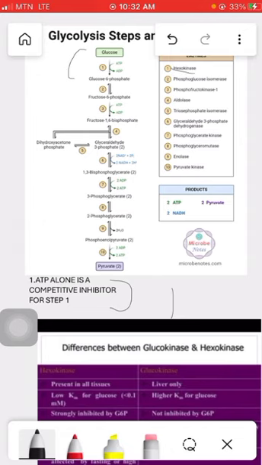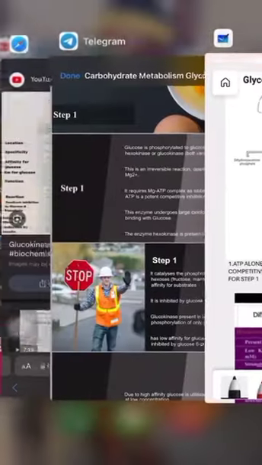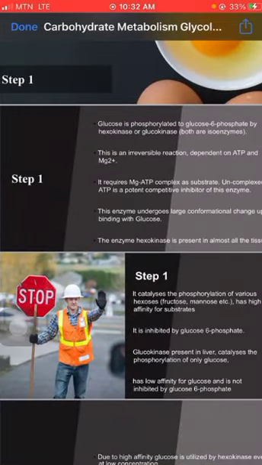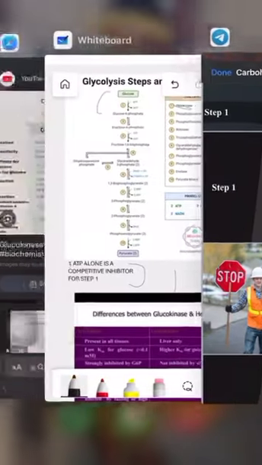And this step 1 that I'm talking about is being catalyzed by a certain enzyme we call hexokinase. It can also be catalyzed by an enzyme we call glucokinase. But the difference is that hexokinase is found in most of the tissues, but glucokinase is only found in the liver. So in the liver, step 1 is being catalyzed by glucokinase, but in other tissues, step 1 is being catalyzed by hexokinase.